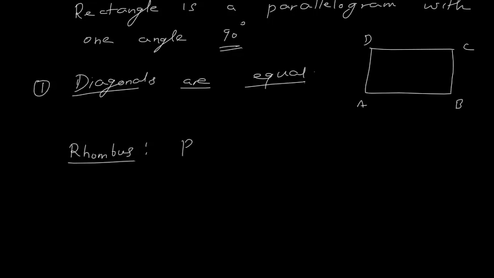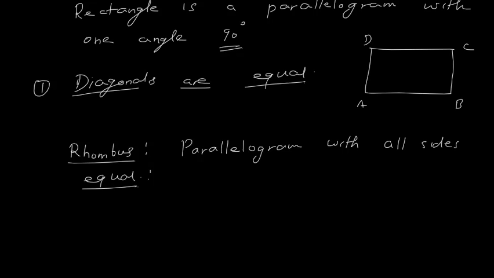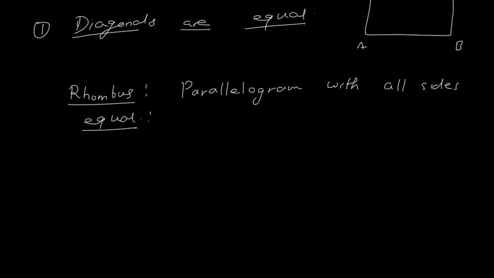So parallelogram with all sides equal. So it will satisfy all the conditions of parallelogram. Apart from that, it is satisfying one more condition, that its all sides are equal. Now you can prove that in rhombus, diagonals are perpendicular bisector of each other.